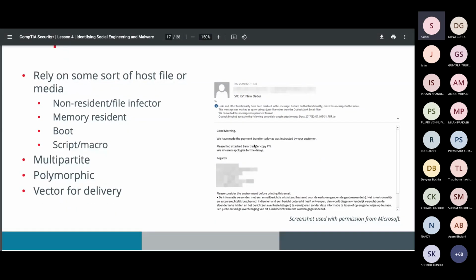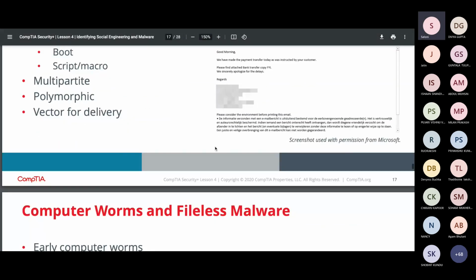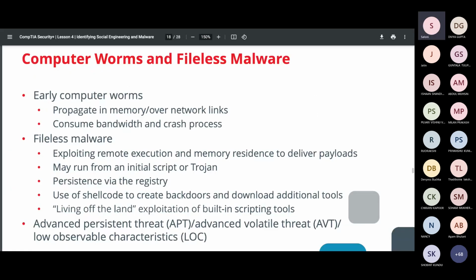Then we have computer worms and fileless malware. Worms, computer worms, are memory resident malware that can run without user intervention and replicate over network resources. ये network को ज़्यादा friendly होते हैं. ये network resources के through खुद को replicate करते रहते हैं, फैलते रहते हैं, बढ़ते रहते हैं आगे.